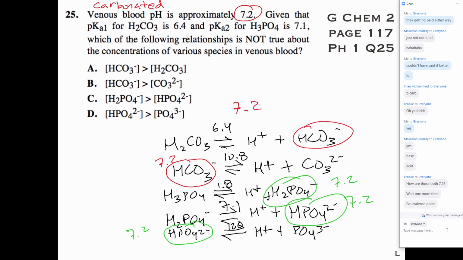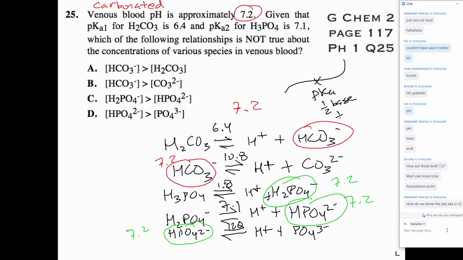Half equivalence point. So it's at the halfway point, the X point. In a graph like this, that's where pH equals pK. That would be half base, half acid, when you have that situation.